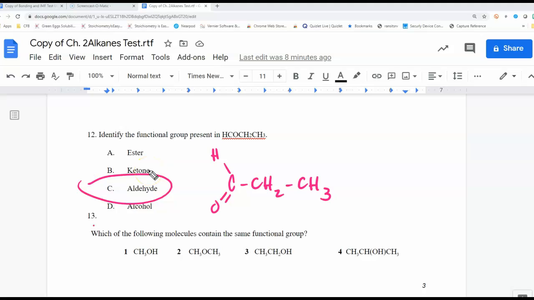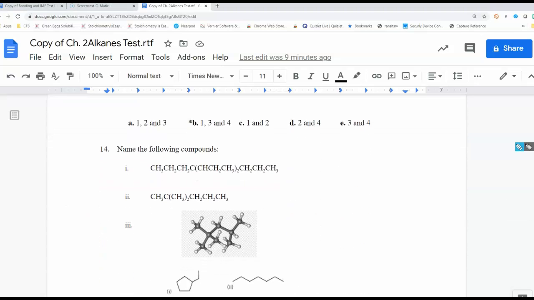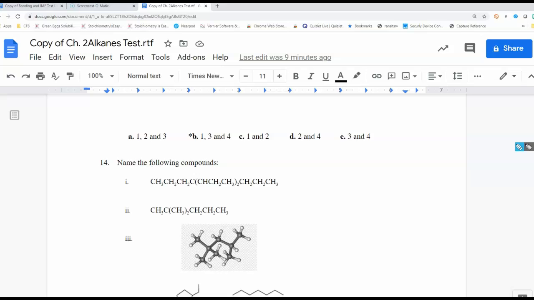Which of the following molecules contain the same functional group? We are looking for functional groups. I am seeing an OH here, and an OH here, and an OH here, but I am not seeing an OH here. That one is an ether instead. Those three, number 1, number 3, and number 4, are all alcohols. They're all alcohols. Okay, so that would be our correct answer for that one. All right, so let's go on. Look, it's even labeled for you, 1, 3, and 4.